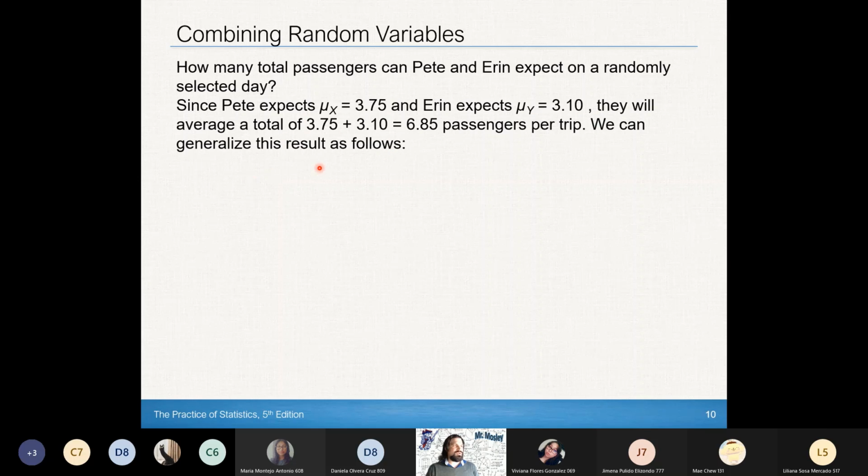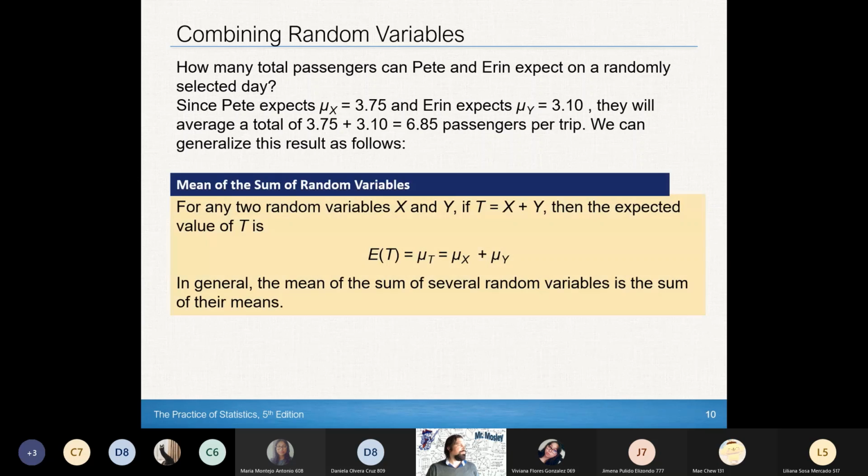We can generalize this result as follows. For any two random variables X and Y, if T equals X plus Y, so we've defined the random variable T to be the sum of the two random variables, then the expected value of T is the mean of X plus the mean of Y. In general, the mean of the sum of several random variables is the sum of their means.